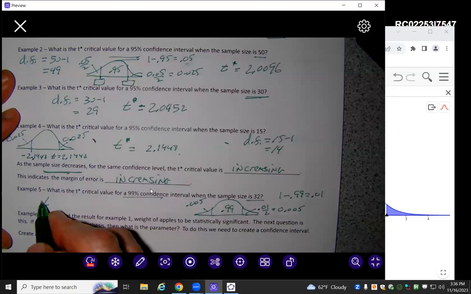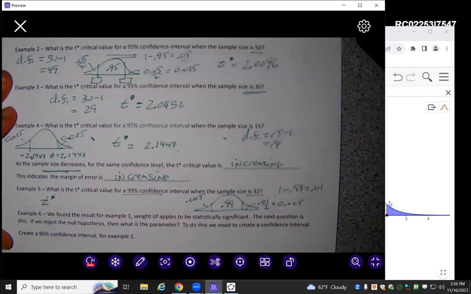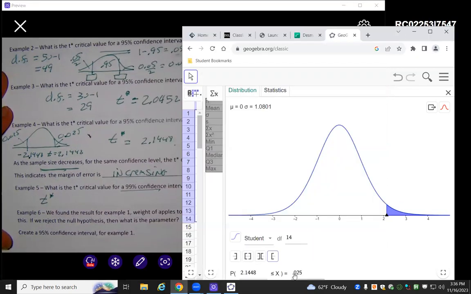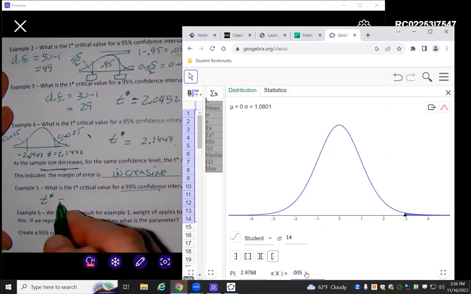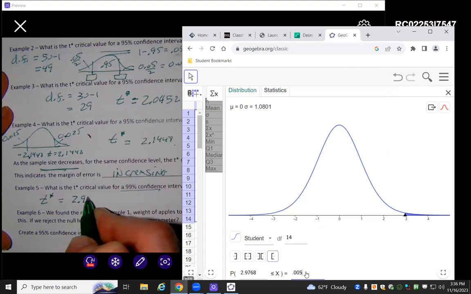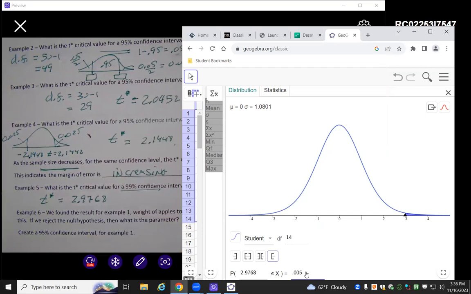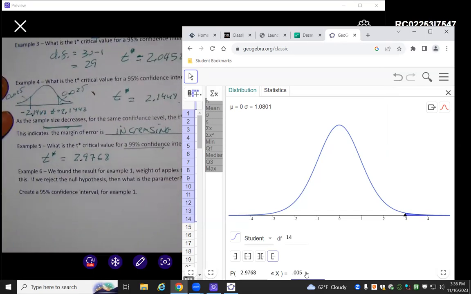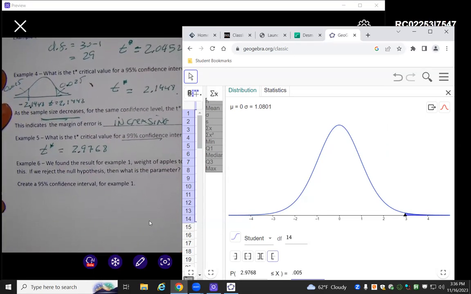So what is my t critical value? Again, I will have to use GeoGebra, enter here, and I get 2.9768. Okay, so there's my t star value. All right. So now we're going to create a confidence interval with this.